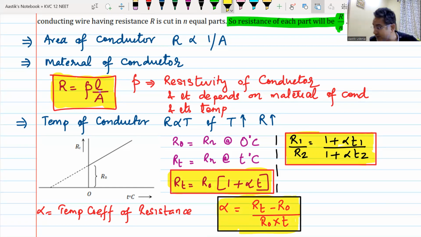One more thing has come here, which is resistivity, which we will see in the next class when we go and see the different types. We will cover resistivity and conductivity in the next class. So we will cover all these points.